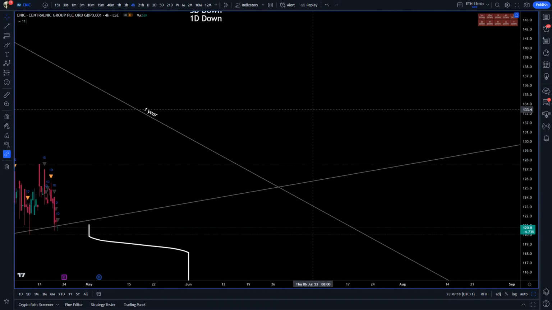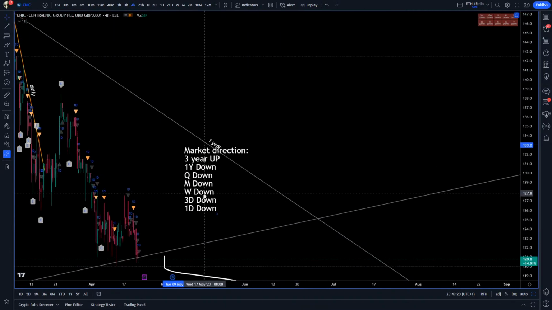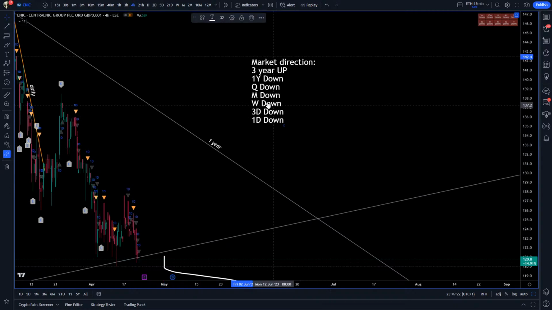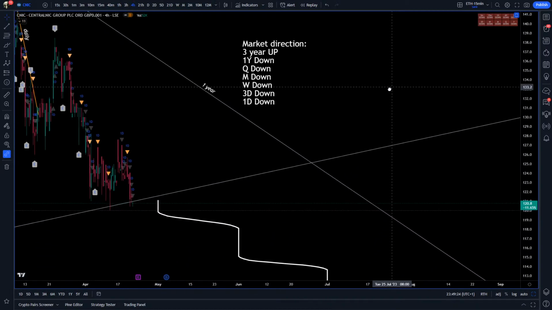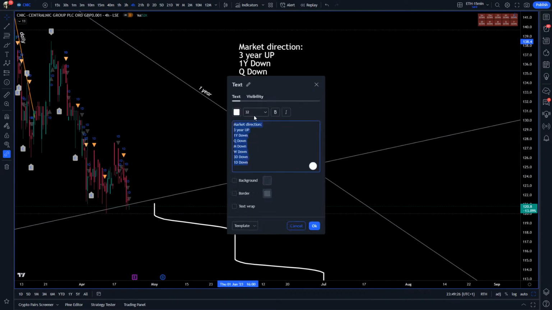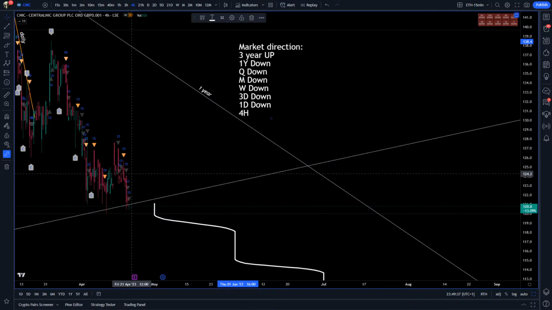So let's continue with our market direction. With the 1 day going down, I think we have our 4-hour. The 4-hour market is inside the daily market.